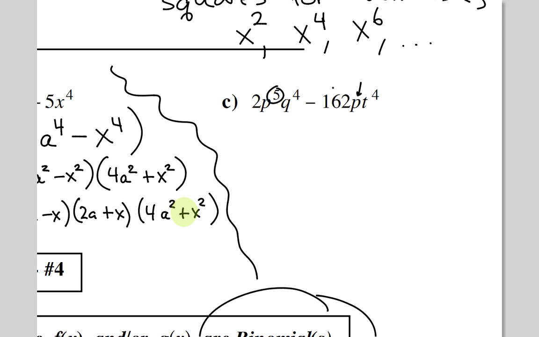Daoud, what do I do starting off on this one? GCF, what is it? 2 for sure, and the P is shared, the Q is not shared, and the T is not shared. So taking out 2P, you get P4Q4 minus 81 T4.